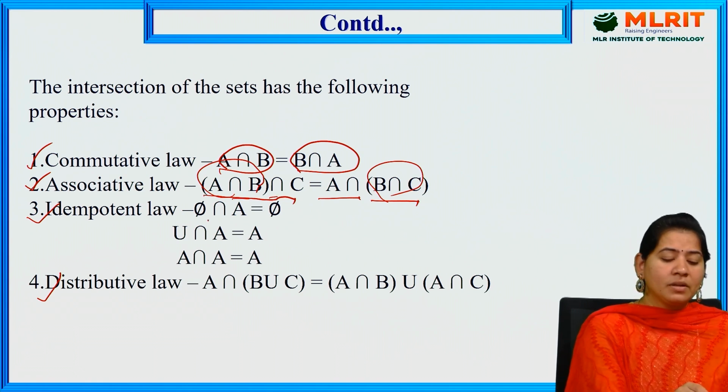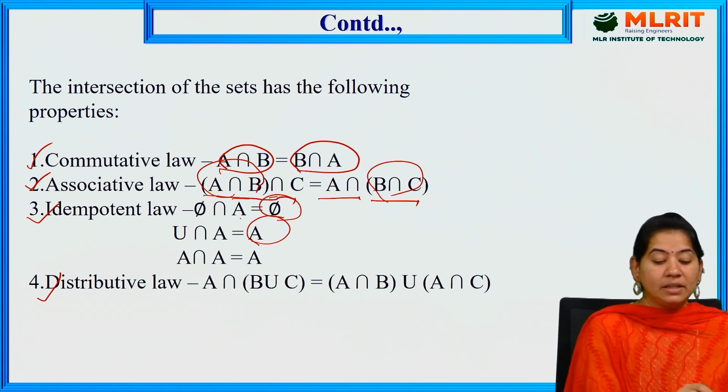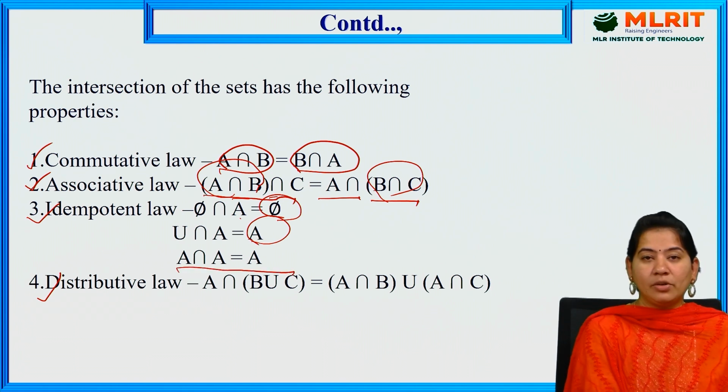And here, phi intersection A is always equal to phi. U intersection A is always equal to A. A intersection A is always equal to again A.